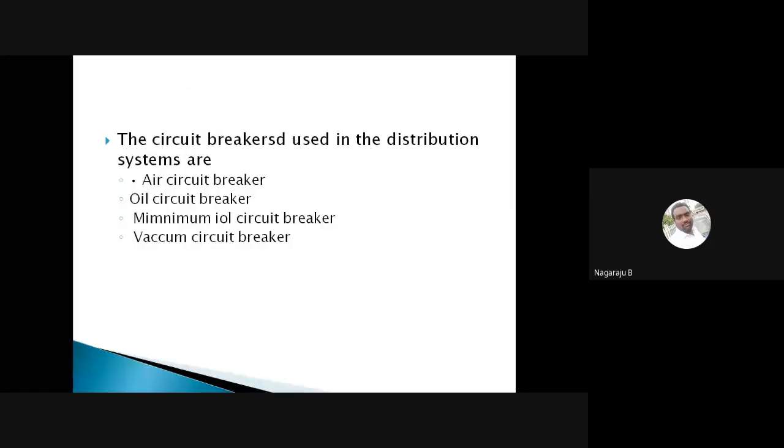Reclosers, due to their flexibility, automatic. I am going to the next topic. This is about the circuit breaker concept, and whenever I am moving to the next topic, I need to ask a few questions.